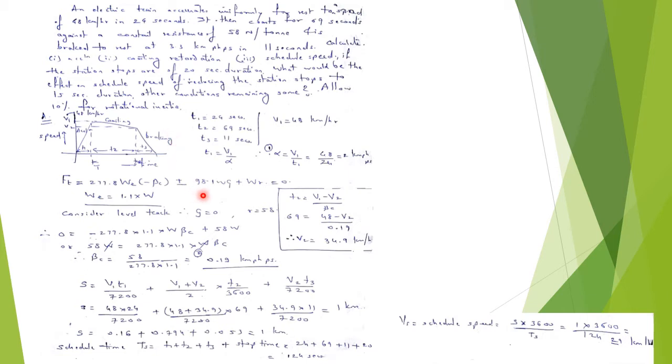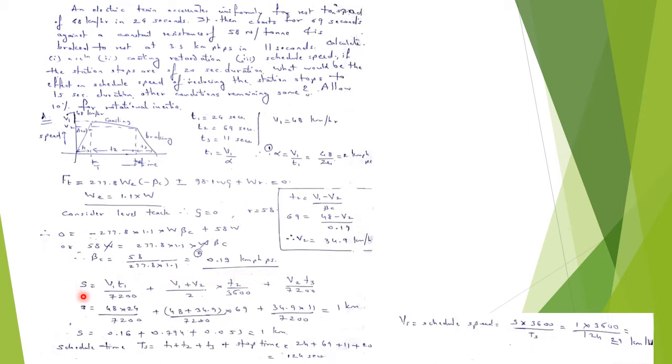So if the train is moving on the level track, G will be considered as 0. So the second term will vanish. We can see here, considering level track, G is 0. So the second term is vanishing, plus dead weight of the train, W, multiplied by specific resistance of the train, which is given in the numerical as 58 newtons per ton. So putting down all these values, W gets cancelled out here. And from this equation, you can find out beta c. It works out to be 0.19 kilometers per hour per second.